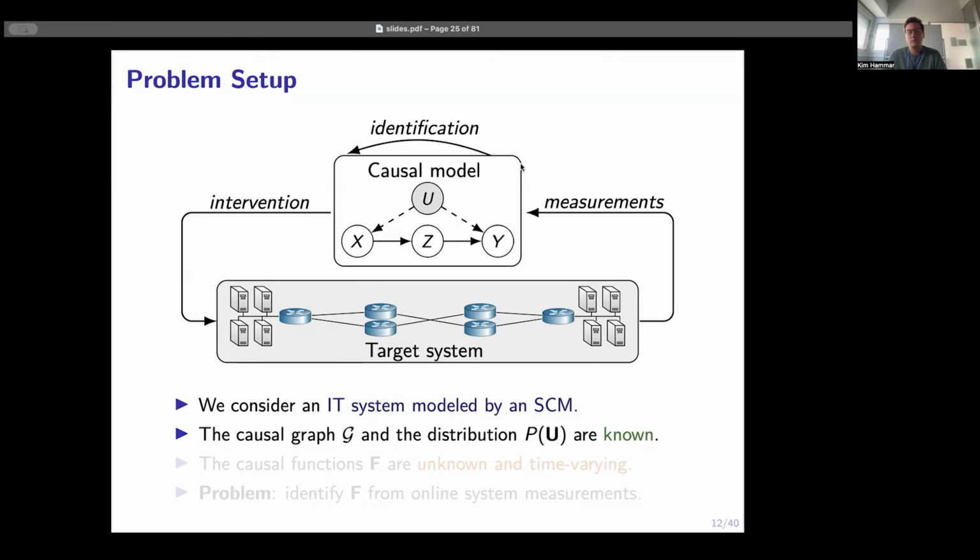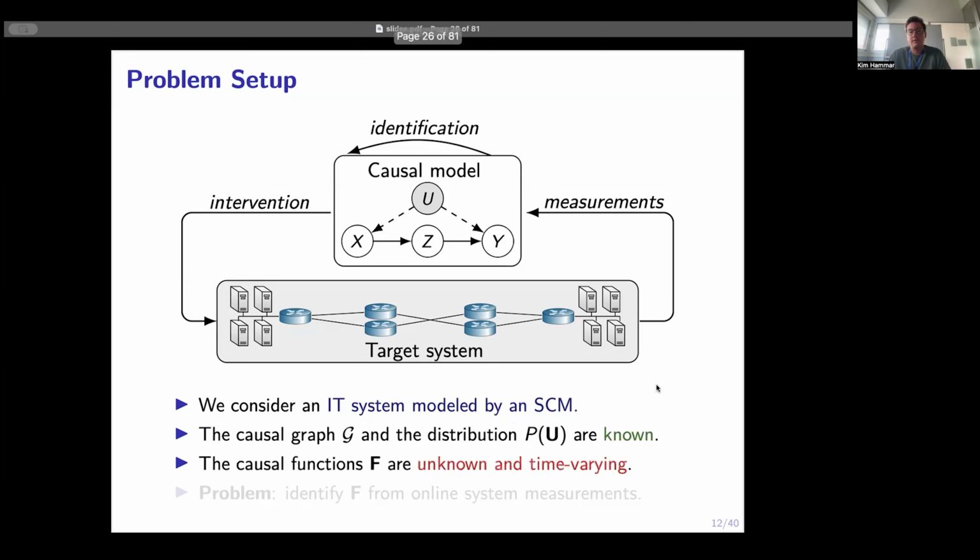Now, the reason why we assume that the distribution of the exogenous variables are known is purely for ease of exposition. If you don't know this distribution, you can still use our method. But in this talk, I'm going to assume that it is known because it will just simplify the presentation and the notation quite a bit.